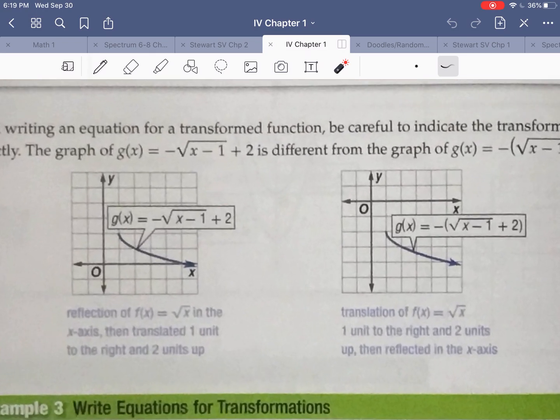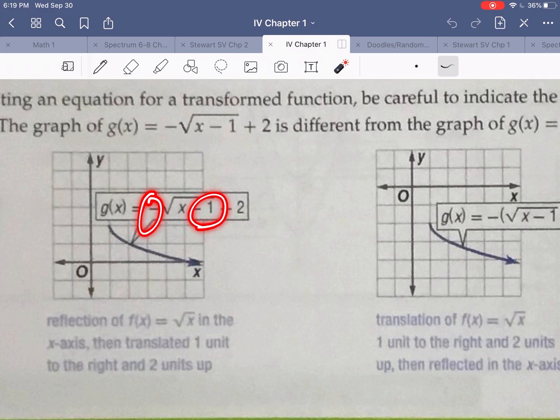So if we take a look at this, it's flipped over, moved 1 to the right, and up 2. So normally it looks like this. And then you flip it, and then you move it 1 to the right, and then you move it up 2. And that's where you end up.